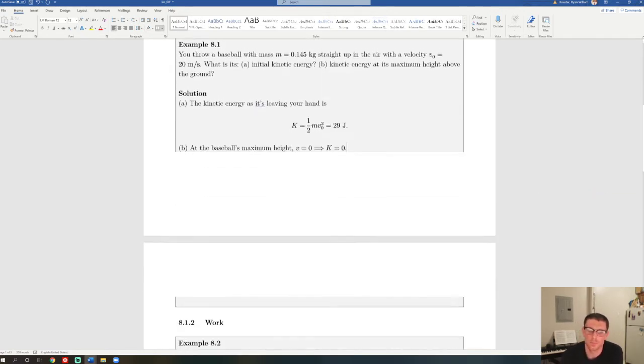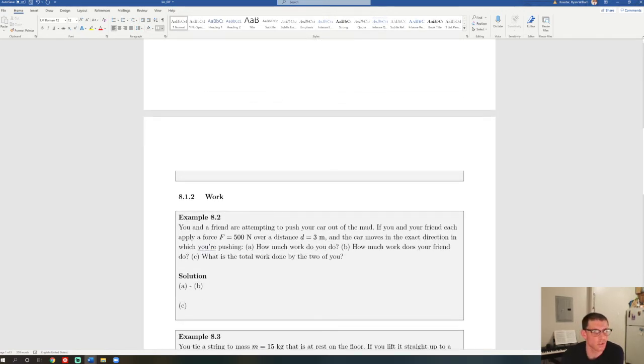Just a little preview of what's to come, I guess. Anyway, that's it, though, for the time being for translational kinetic energy. And until we actually introduce the idea of rotational kinetic energy, whenever I say kinetic energy, you can just assume that it is translational. Incidentally, translational means that it's just moving through space, as opposed to rotational, where it's rotating about its own axis.